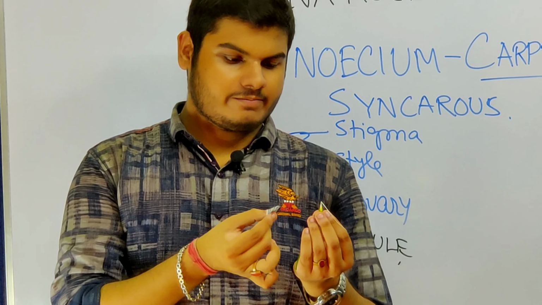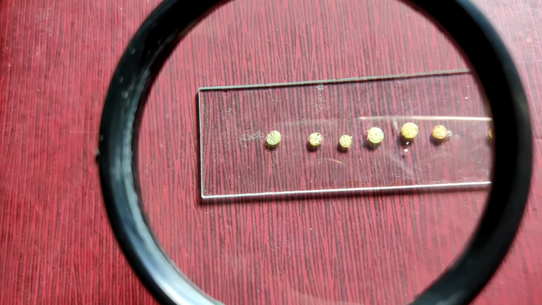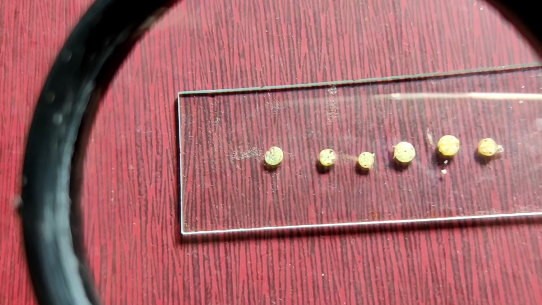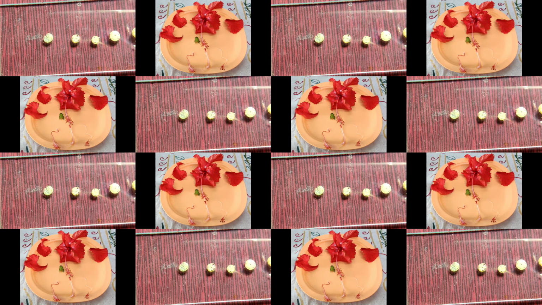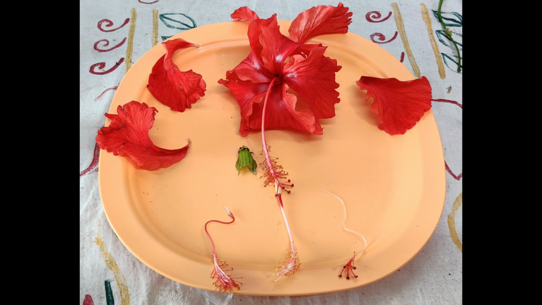Let's see what is present inside the ovary. Placentation of China rose is axile. So these students performed the experiment, the dissection of China rose. This practical is applicable for secondary and senior secondary section.